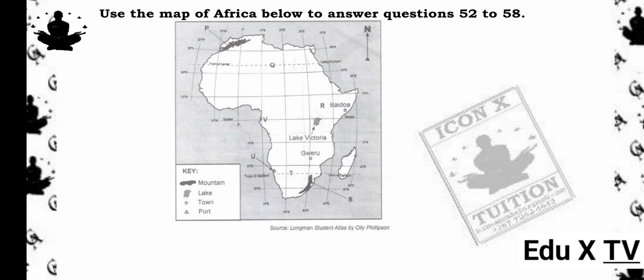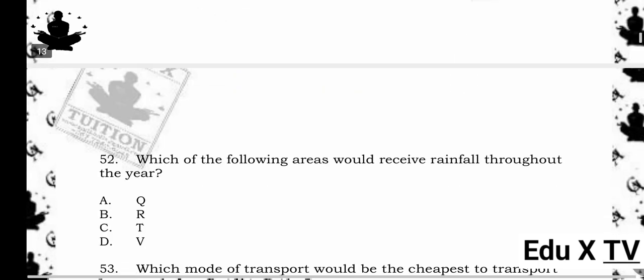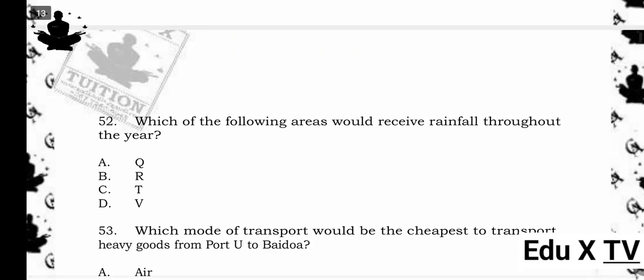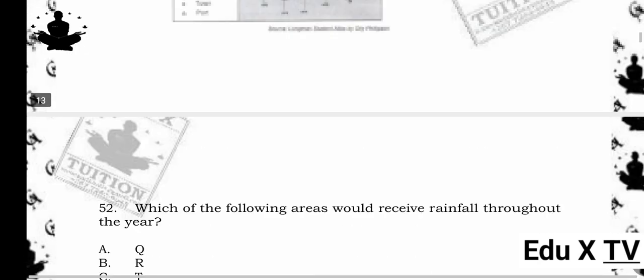Use the map of Africa below to answer questions 52 to 58. 52. Which of the following areas would receive rainfall throughout the year? A, Q. B, R. C, T. D, B. The answer is B, R. Reason being, area R is near the equator, which typically has an equatorial climate with rainfall throughout the year.